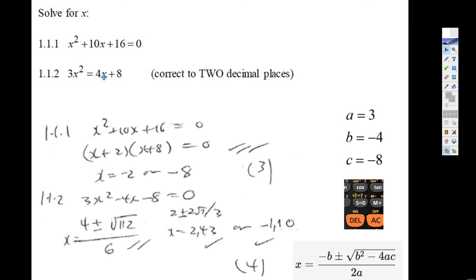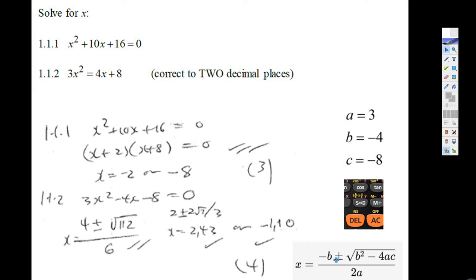Well, the first thing you get a mark for is just putting it in standard form. So what you do is you subtract 4x from both sides and you subtract 8 from both sides. So 3x squared minus 4x minus 8, that's actually your first mark. Now, to use the quadratic formula, first you have to identify what a, b, and c are. The number in front of x squared is a, so a is 3, b is minus 4, and c is minus 8, the number added on.